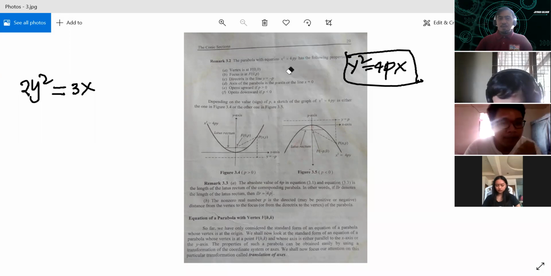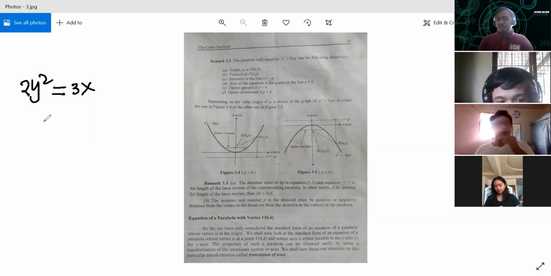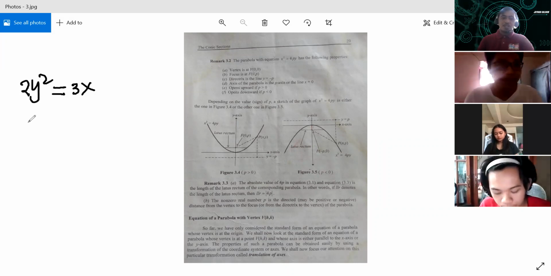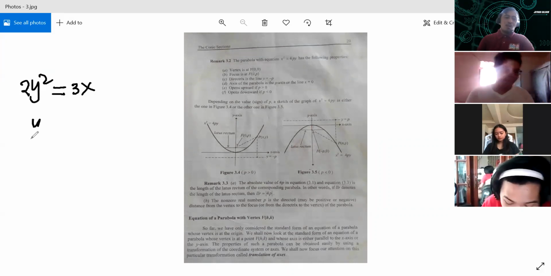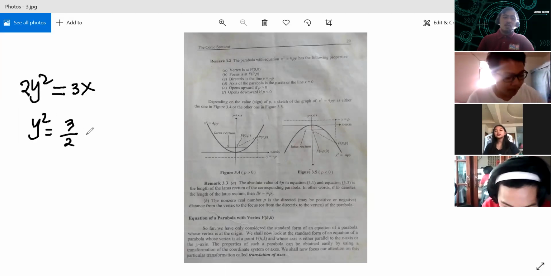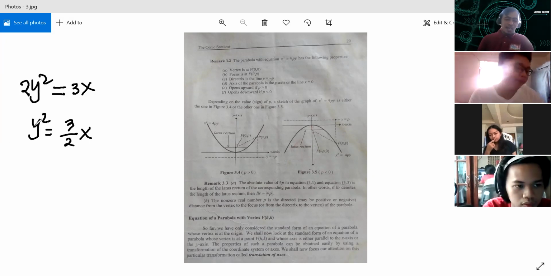Divide both sides by 2, sir. Very good. That's a good start. Why divide by 2? Because you want only y squared here, so the 2 will cancel. So divide both sides by 2. It will now be y squared equal to 3 over 2x. So very good. The first step is correct. What's next?